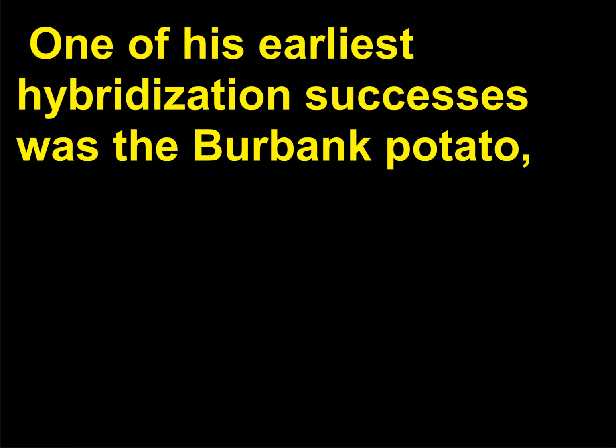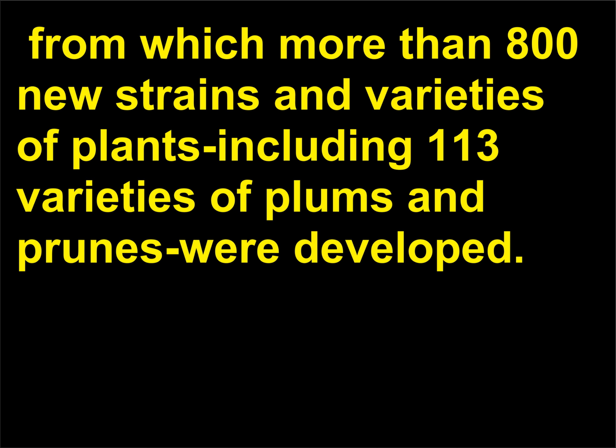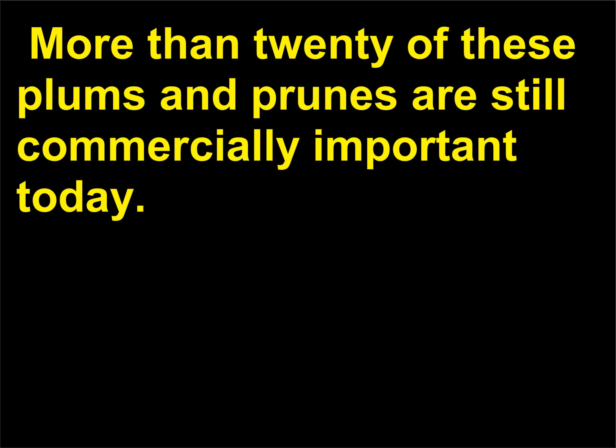One of his earliest hybridization successes was the Burbank potato, from which more than 800 new strains and varieties of plants including 113 varieties of plums and prunes were developed. More than 20 of these plums and prunes are still commercially important today.